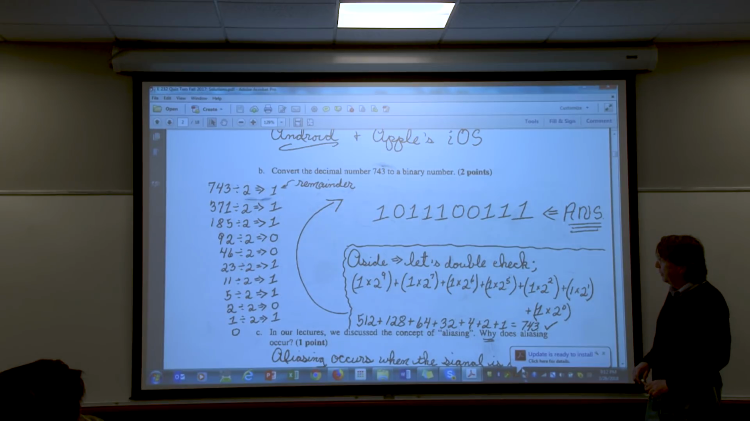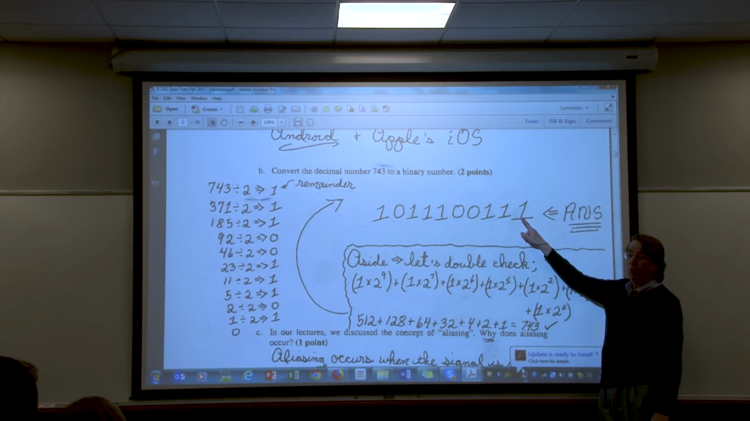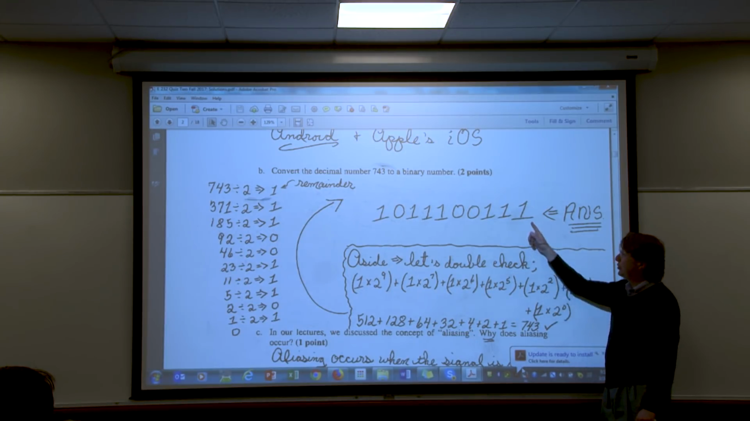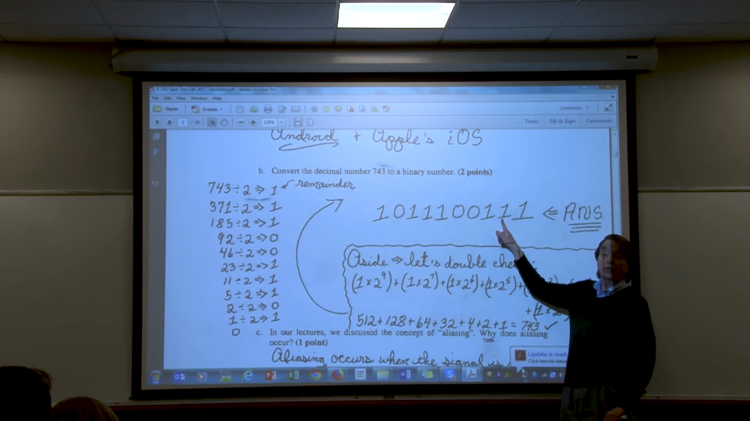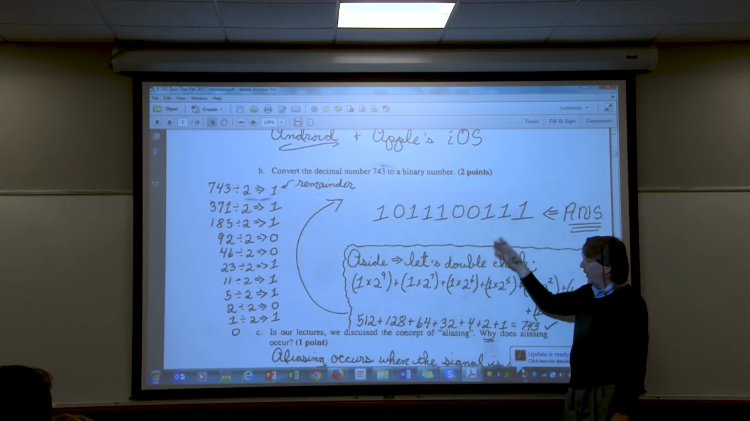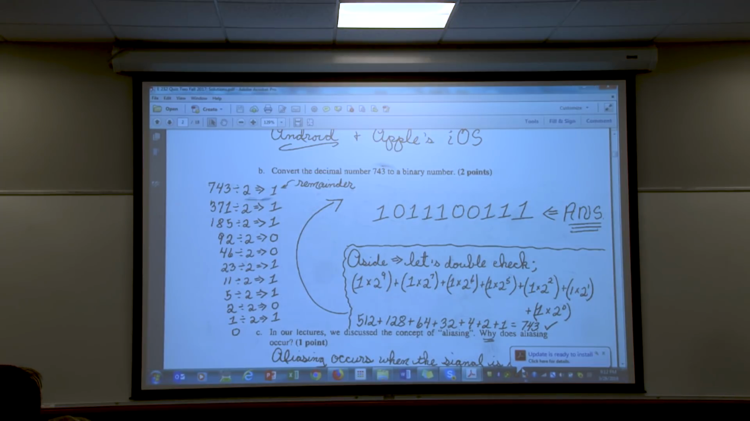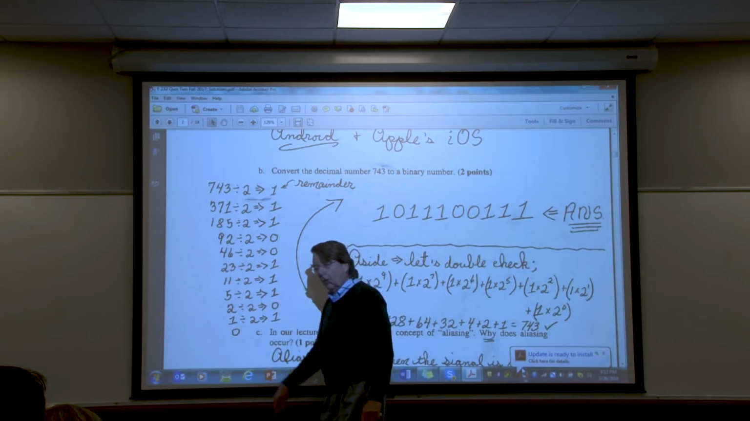So how you double check it is, starting with the right-hand side, that's 1 times 2 to the 0. The next one is 1 times 2 to the 1, 1 times 2 squared, and so on and so on. And I checked myself, and I got the same answer. Okay. So we just have to divide things out, and we keep going till we get down to 0, and we're all set.